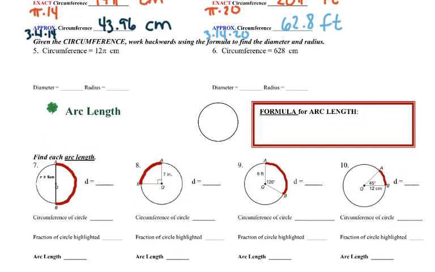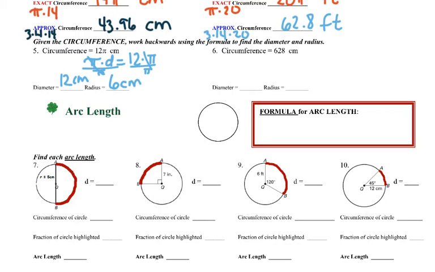Sometimes we'll have you go backwards here. So it says that the circumference is 12 pi. I like to write the formula. Pi times d equals 12 times pi. If I divide both sides by pi, I get that the diameter is 12 centimeters. Therefore, the radius is 6 centimeters.